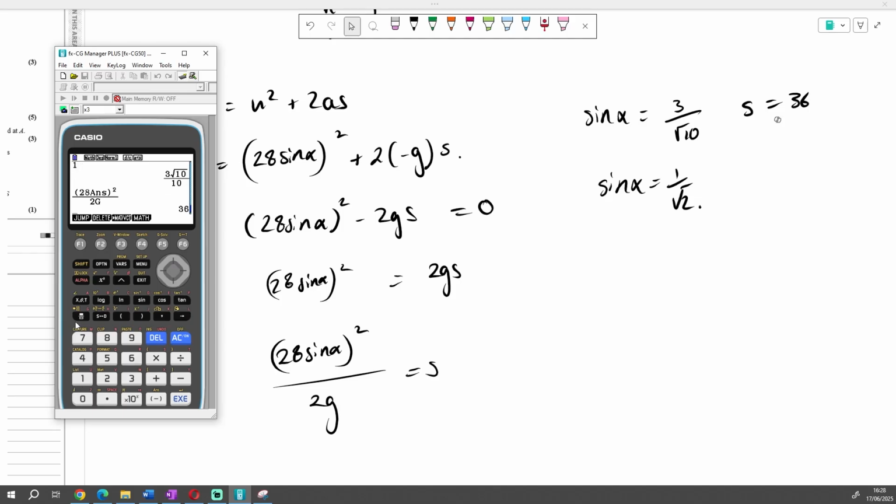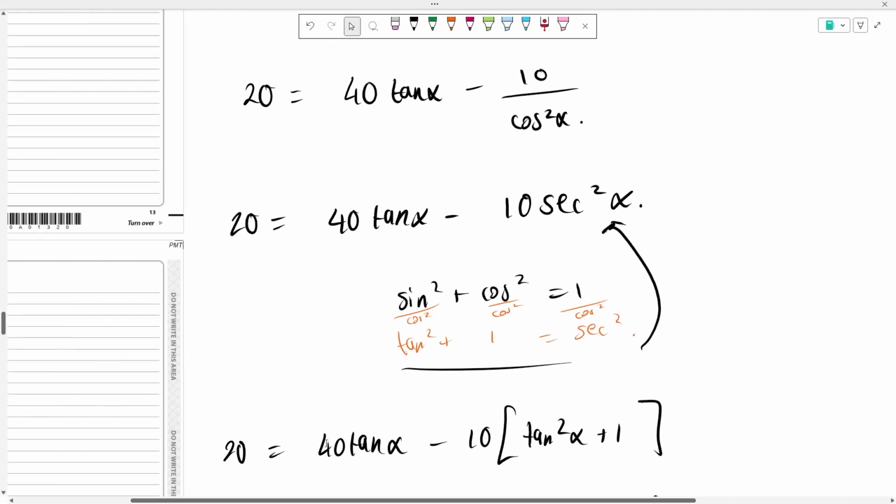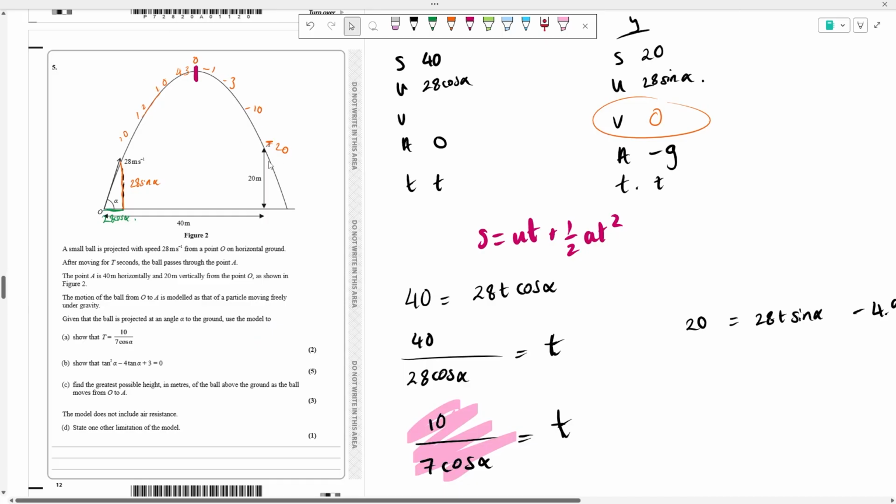to 1 over root 2, that's going to give me 20. But as you can see, our maximum height definitely cannot be 20 because it already goes to 20. Therefore, your maximum height must be 36 meters.